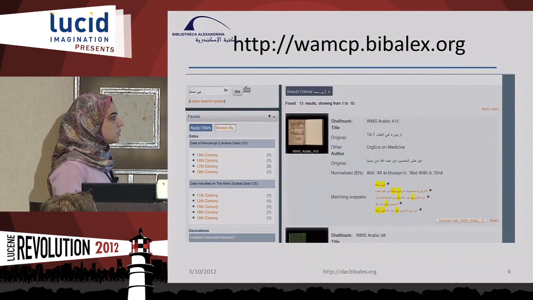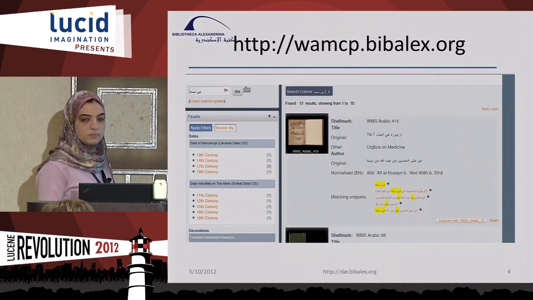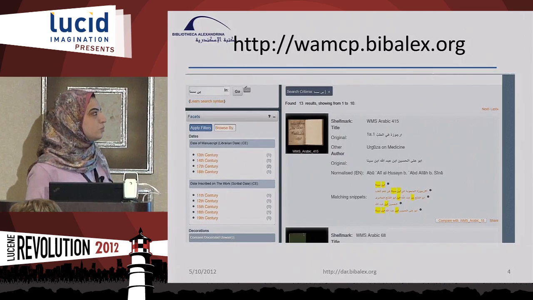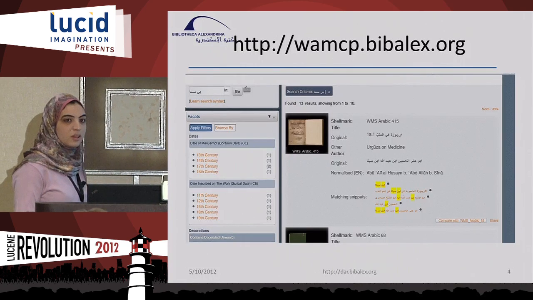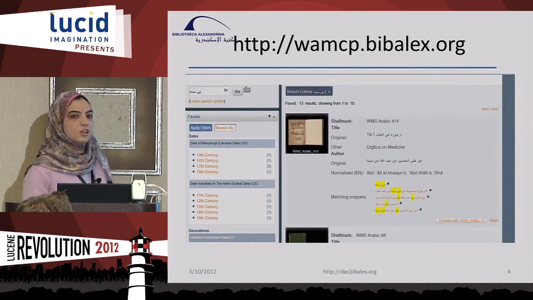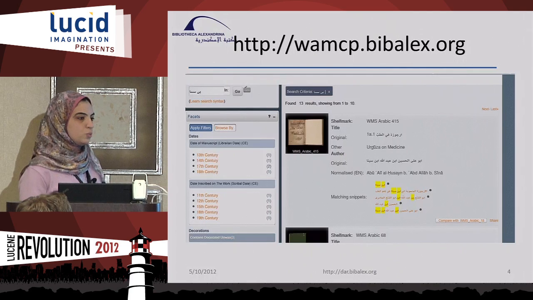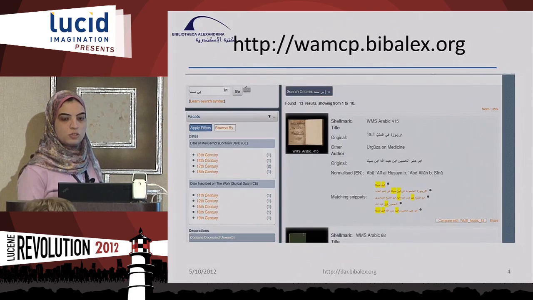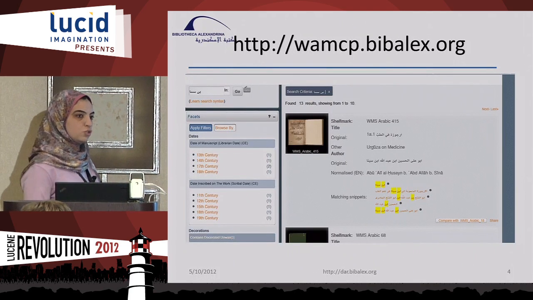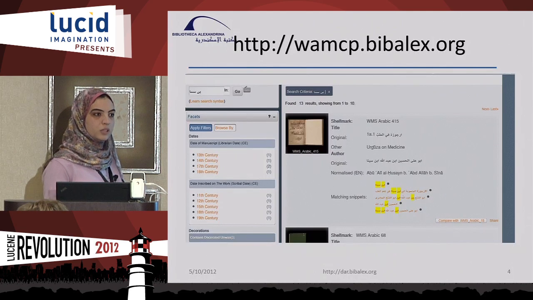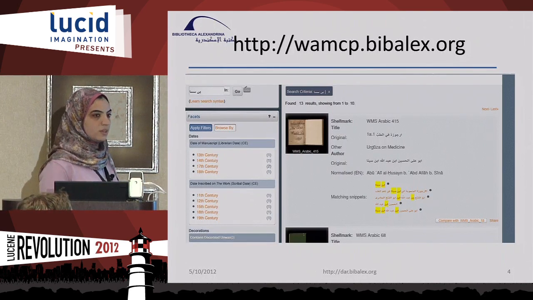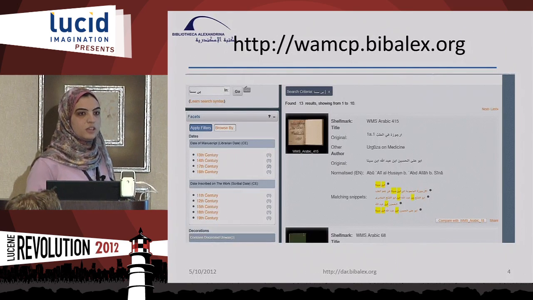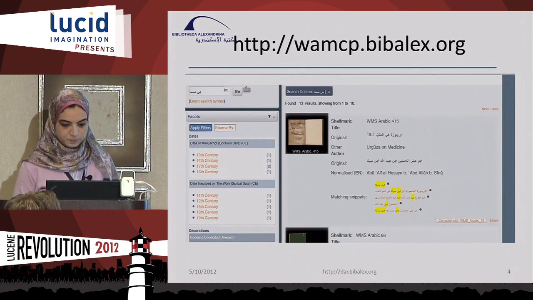Another example is something called the WAMCP. The WAMCP is the abbreviation for the Wellcome Arabic Manuscript Cataloging Partnership. This website was developed in partnership with the Wellcome Trust Library and King's College London for cataloging, searching, and browsing old ancient manuscripts. We are using Solr to search within the content of the manuscript using the ancient Arabic language.